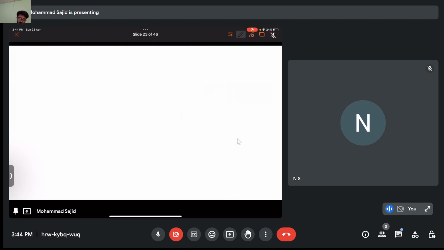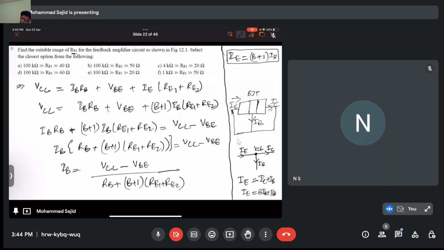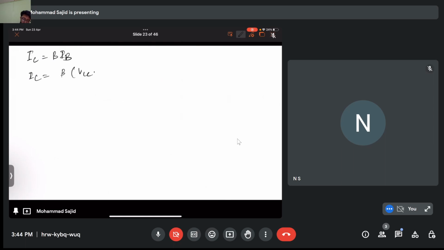Okay, so from the definition of IC now, IC is beta times IB. So it will be beta times IB, which is VCC minus VBE divided by RB plus (beta plus 1)(RE1 plus RE2). Okay, so now let's see what are the values given to us.